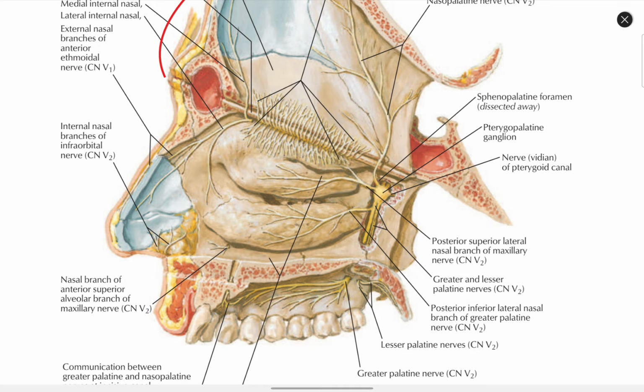So the lymphatics from the anterior half of the lateral wall pass to the submandibular nodes, and from the posterior half to the retropharyngeal and upper deep cervical nodes.